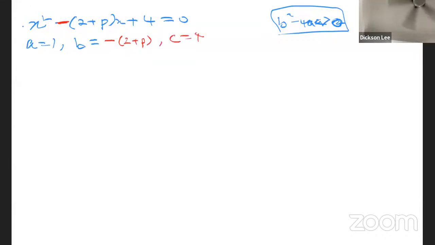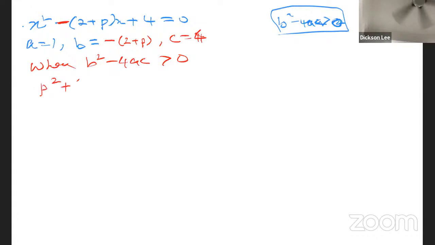But when answering, you don't have to explain that one. You just say when b squared minus 4ac more than 0, that's it, two distinct roots. And when you work it out, you will find an equation here.